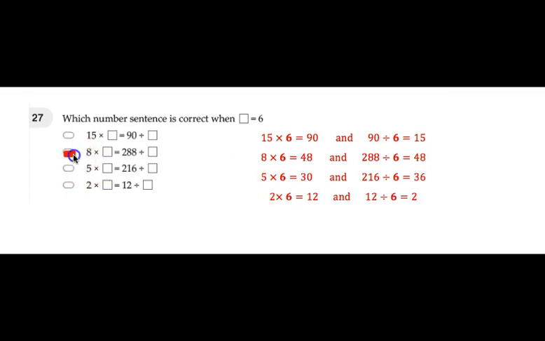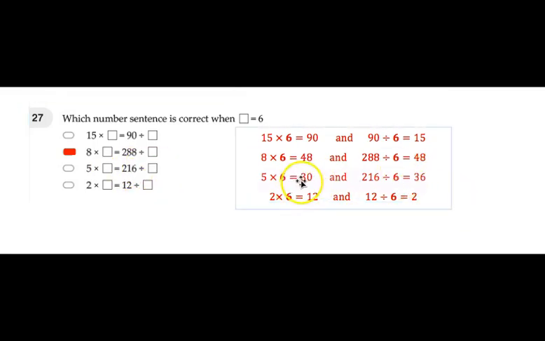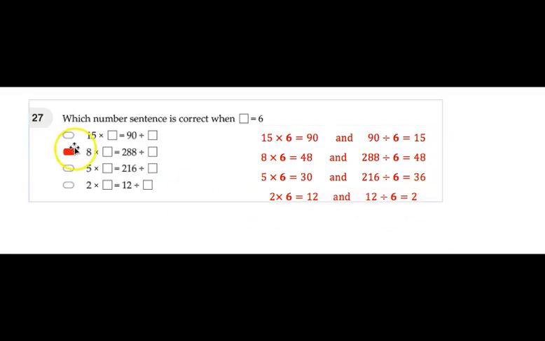We already know that the second one's correct, but 5 times 6 is 30, and 216 divided by 6 is 36, so we know that 30 doesn't equal 36. And the last option, 2 times 6, we get 12, and 12 divided by 6 we get 2, so we know that that's incorrect as well. So the second option was the answer. Once you get the correct answer, you don't need to try the rest of them.